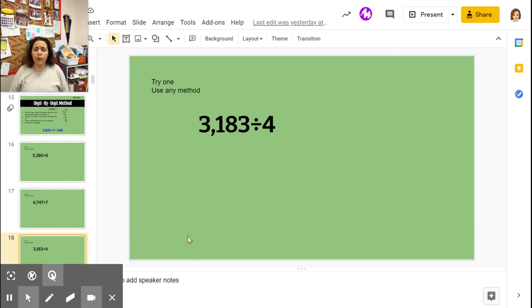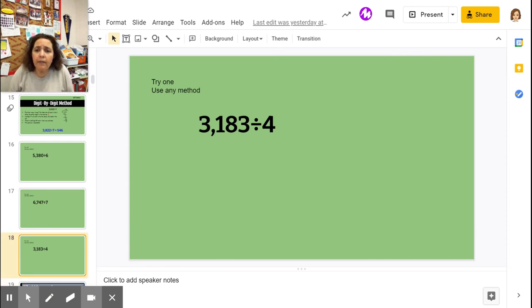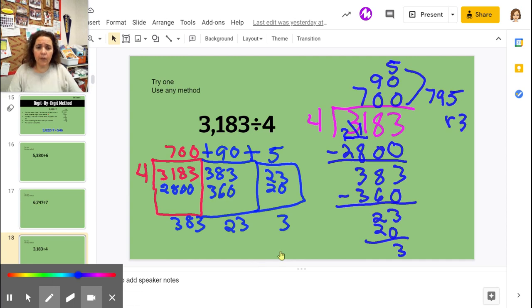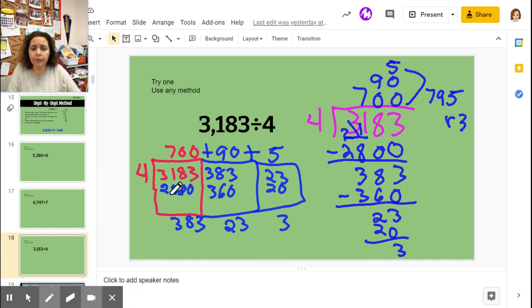Okay, try this one. 3,183 divided by 4. And again, use any method that you want. And then come back to me, and then I will show you the solution. Okay, so this one, I did the place value sections, and I also did the expanded notation. This time I didn't do it digit by digit, but you still should have gotten the same answer either way. You should have gotten 795 remainder 3.